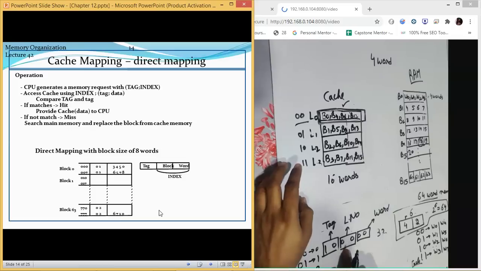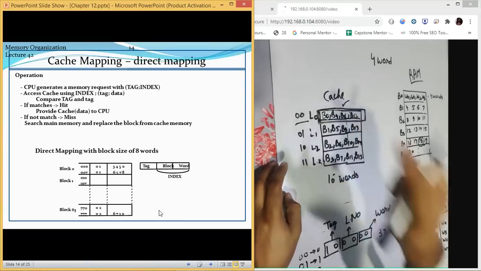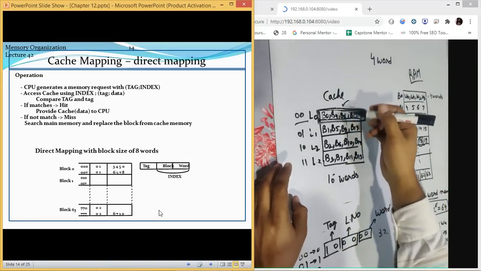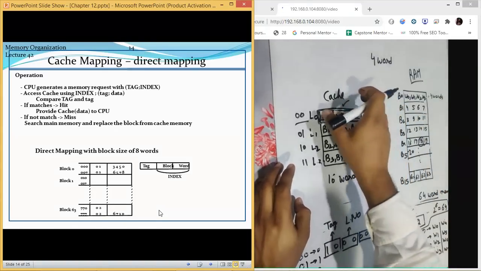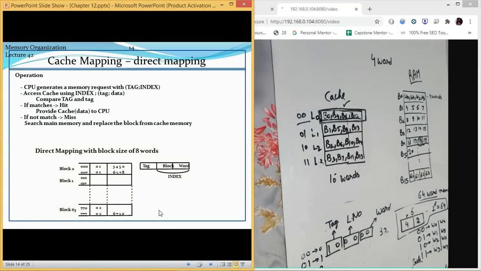Because line number is 00. And what is the word? If it is present, it should be present on the first word. So it should be present in the first word value. Like this is a block, and it should be present in the first place.